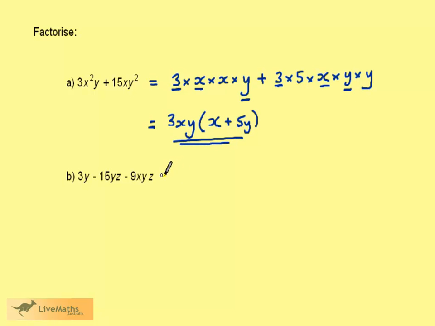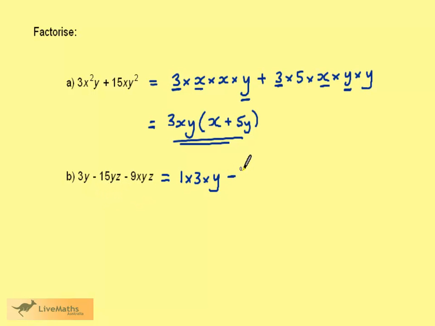This next example is different in that it has 3 terms, but just treat it as we have with previous examples. We have 3y minus 15yz, take away 9xyz. 3y can be written as 1 times 3 times y, and we'll see why the 1 is important later. We then have a minus sign.